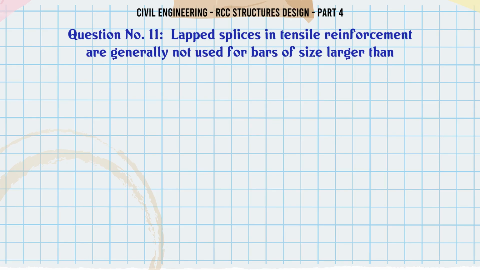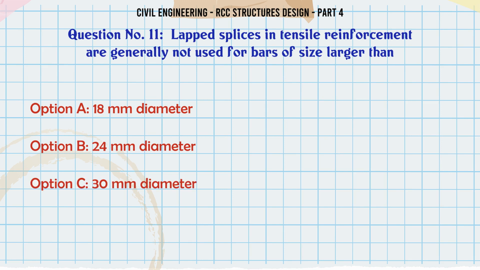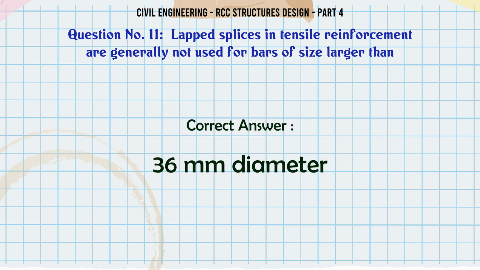Lapped splices in tensile reinforcement are generally not used for bars of size larger than: A. 18 mm diameter, B. 24 mm diameter, C. 30 mm diameter, D. 36 mm diameter. The correct answer is 36 mm diameter.